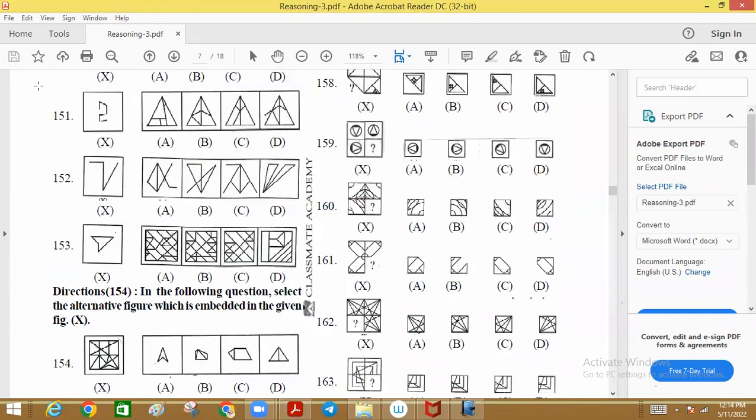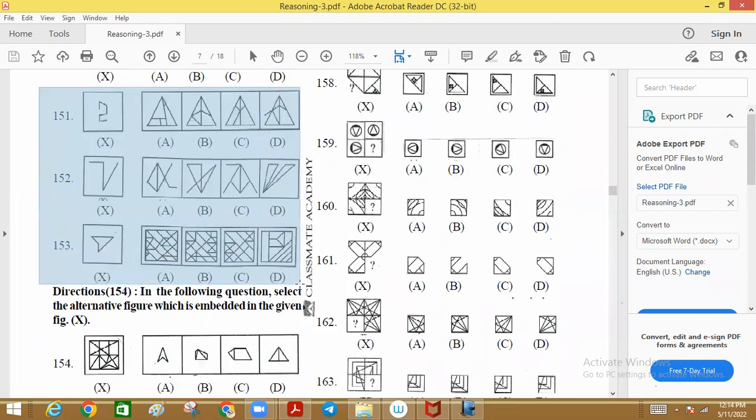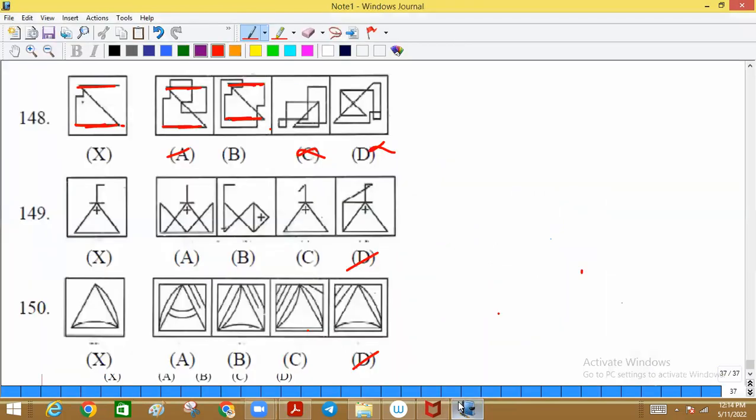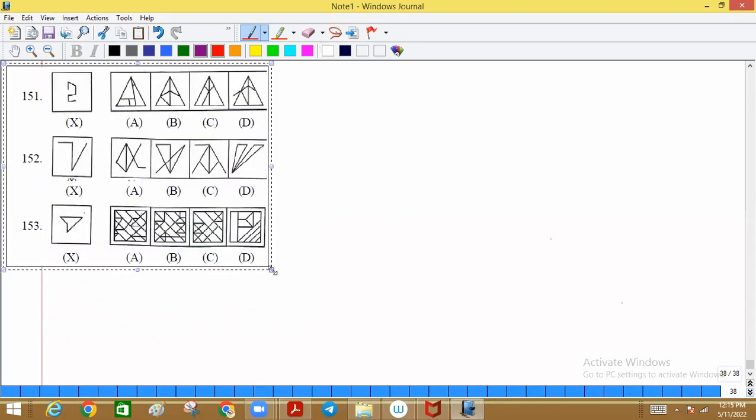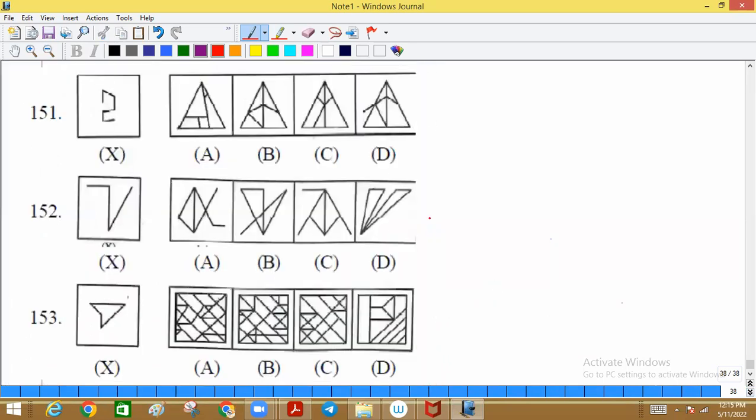Now, moderate question. Not that much difficult. At the same time, not that much easy also. So this is your moderate question. 151. B.